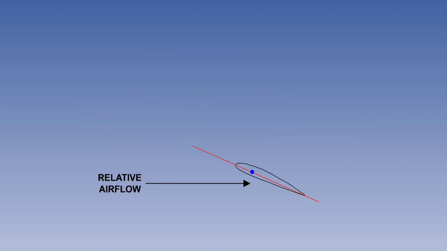Relative airflow, or relative wind, or free stream flow, is the direction of the airflow produced by the movement of the aircraft through the air, and has three characteristics. First, its direction is opposite and parallel to the flight path, which is the direction taken by the centre of gravity. The aircraft's attitude is not a factor.